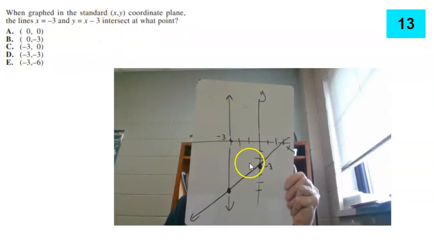And then this line intersects the y-axis at -3 and decreases. The only one that has a point that goes below this -3 is E. So the correct answer was E. -3, -6 is the point of intersection.